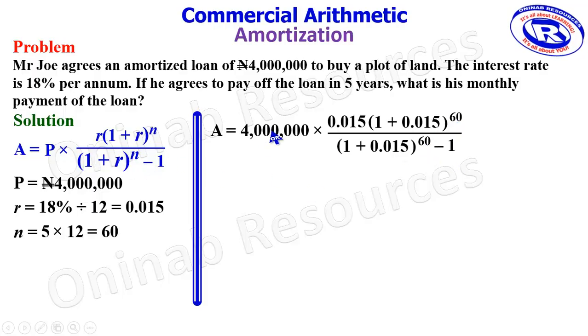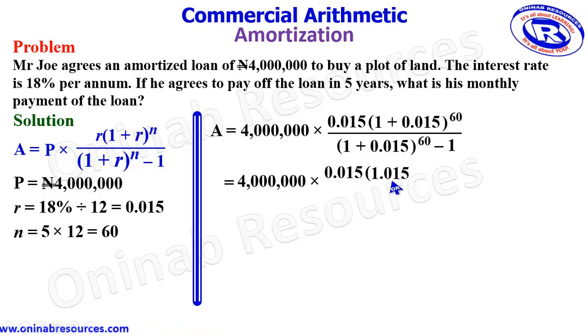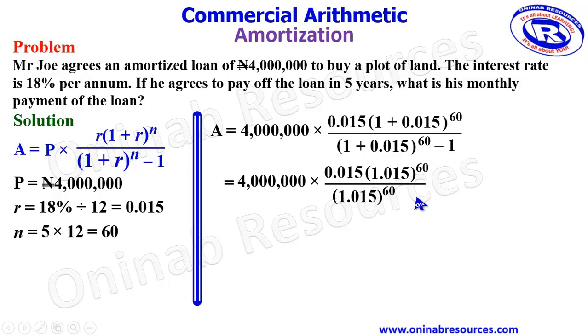We can easily simplify what we have inside the bracket before we input it in the calculator, so that we now have it as 4 million times 0.015. 1 plus 0.015 gives 1.015, then raised to power 60. Then divide by open bracket 1 plus 0.015 raised to power 60, then minus 1.